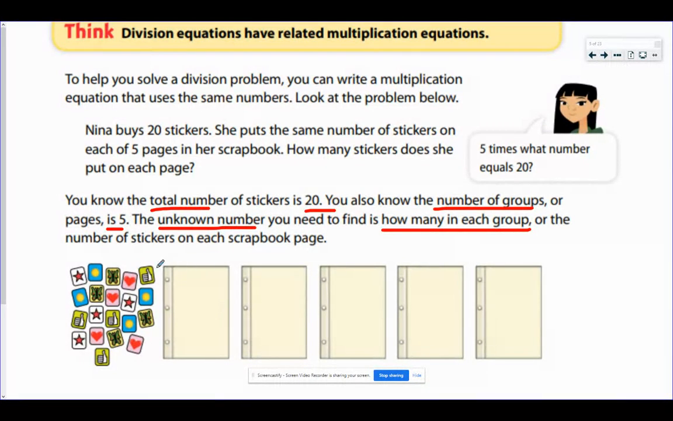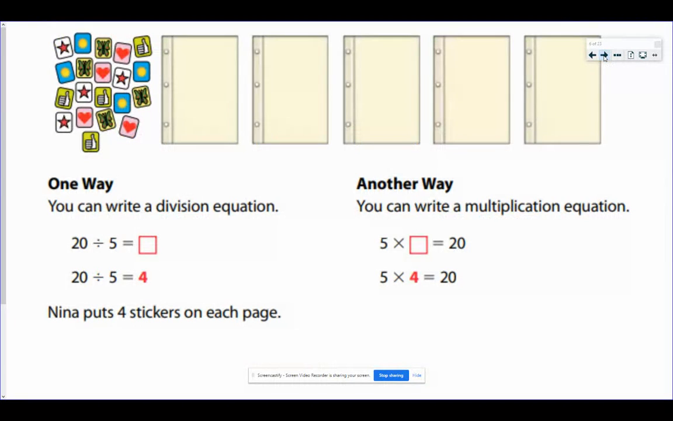We could share it equally, put a sticker on each page until we got to 20. Or if you know your multiplication facts, that can help you solve this division problem. So we can write a division equation: 20 divided by 5 is equal to, I don't know that part, that wasn't given to me.